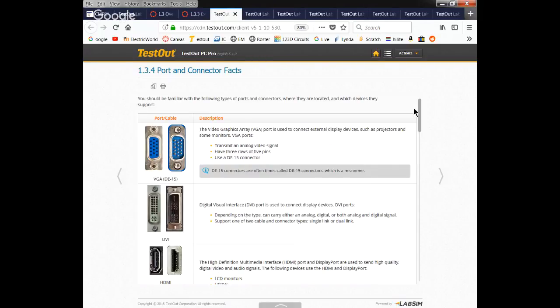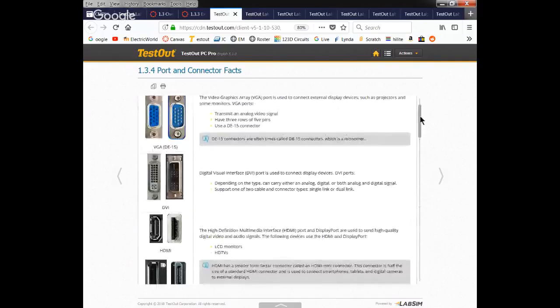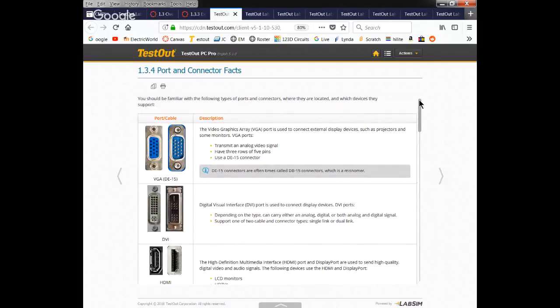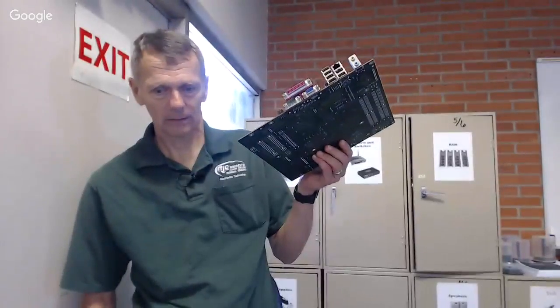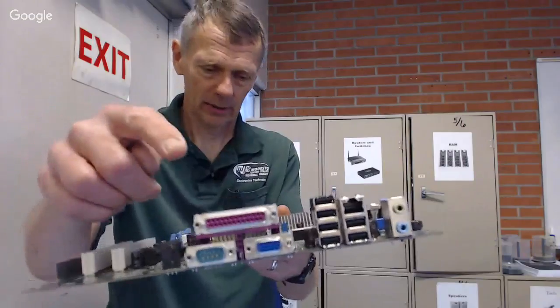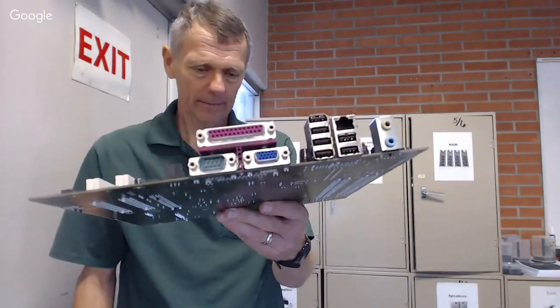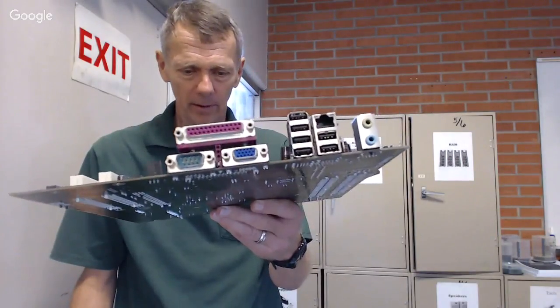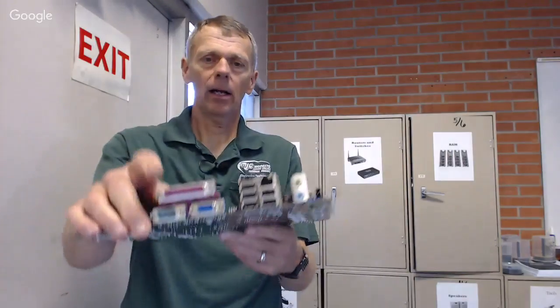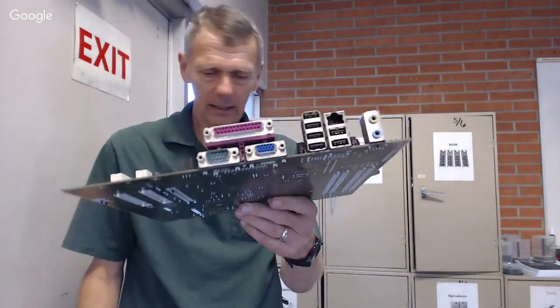Now, some of these connectors are considered obsolete. There are connectors you will find on some computers and you won't find on others. I have here a motherboard, and it has this big purple one here. That's a parallel port. A lot of computers don't have parallel ports anymore. It's been replaced by USB. We have USB right over here. USB has taken the place of it.